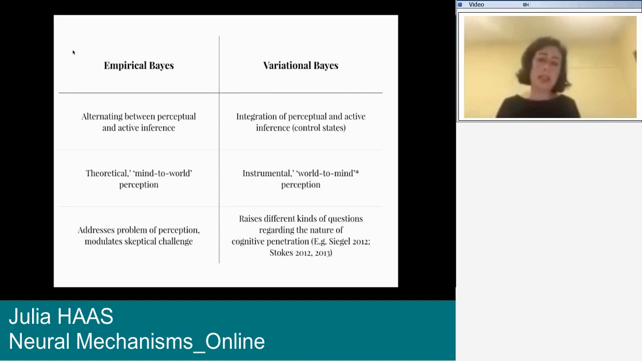But what I want to suggest is that if we come to predictive coding hoping that it will give us an account of perception that will allow us to secure and quantify and understand where perception is reliable and where perception is not and why, then variational Bayes isn't going to do quite that same work for us. I think it's going to raise different kinds of questions regarding perception, justification, and cognitive penetration.